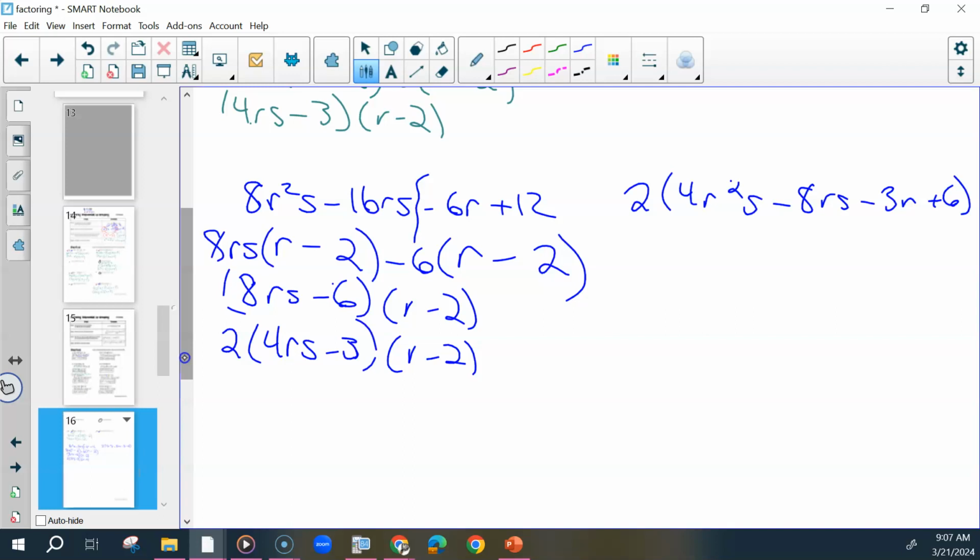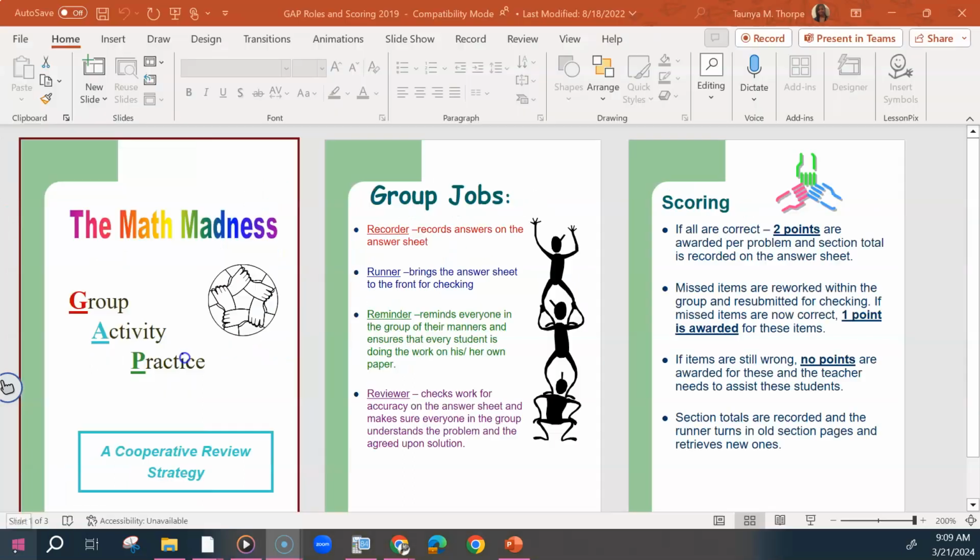Okay. So what we're going to do next, there are 18 of you today. So I need 4 groups of 4. I need you guys to put yourselves in 4 groups of 4, and then there'll be 1 group of 2. Go ahead and do that, and then I'll explain what we're doing. We'll be doing a group math SOL practice. There are 4 roles, so in your groups, some of you will have 2 roles.